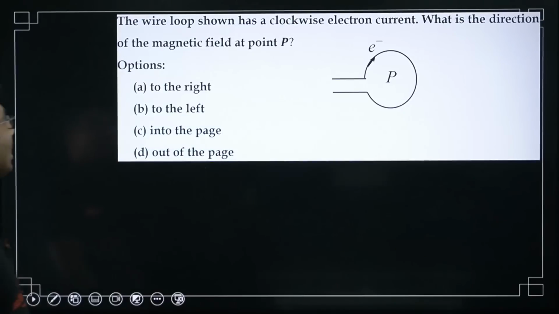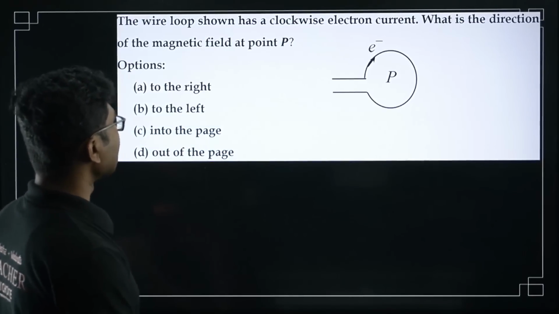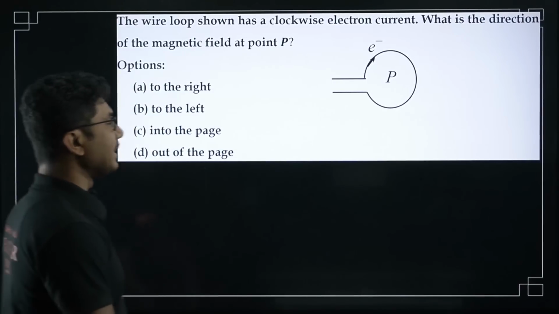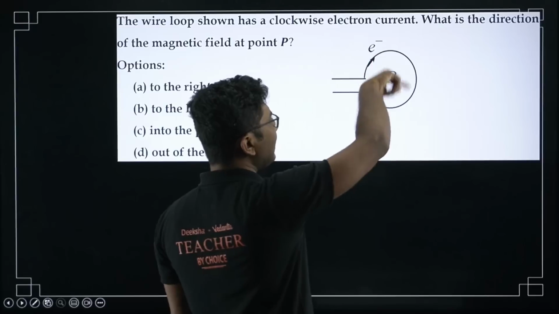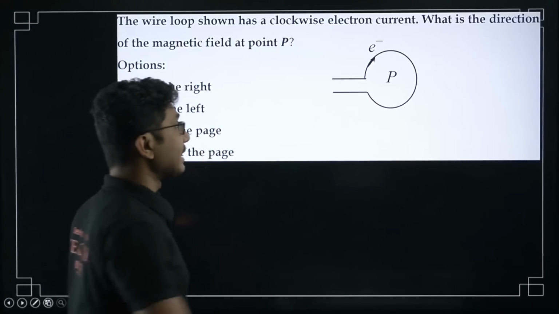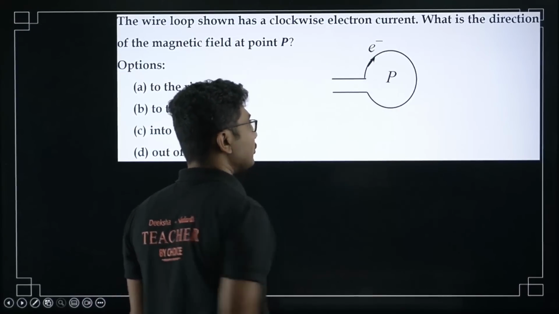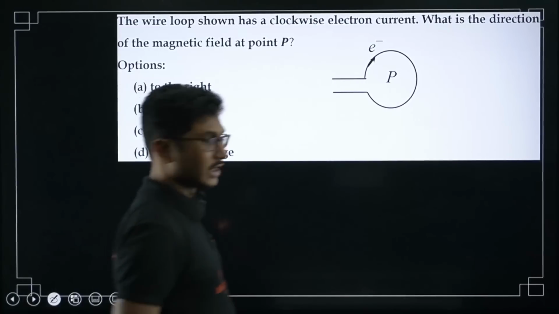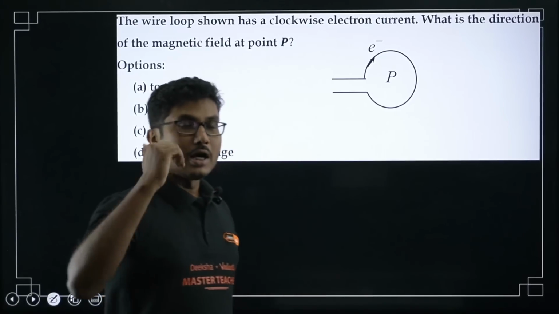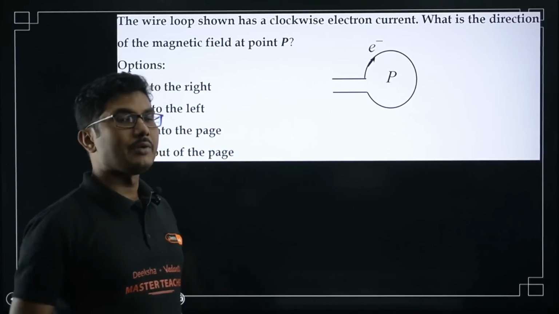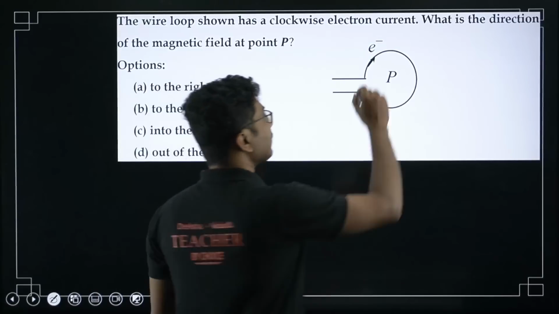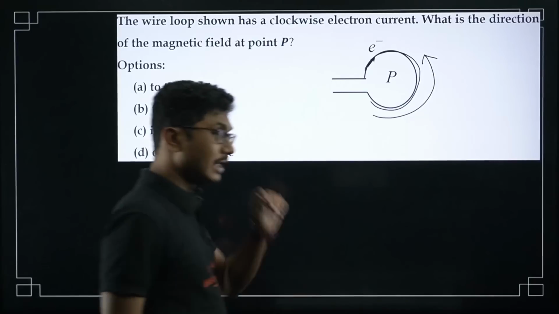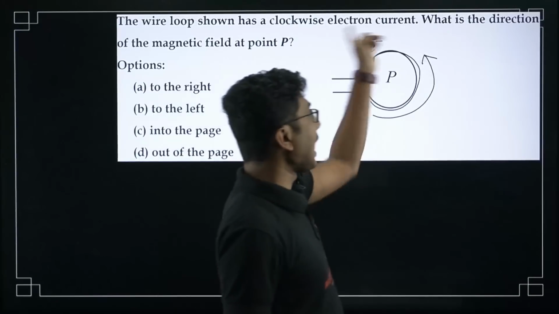Now next question. The wire loop shown has a clockwise electron current. What is the direction of the magnetic field at the point P? Here we have a clockwise electron current, so the electron is rotating in this direction. Magnetic field is generally defined for a moving positive charge, so the right hand rule that we apply is applicable for positive charge. If the electron is orbiting in this direction, conversely there is a conventional current going in the anti-clockwise direction.